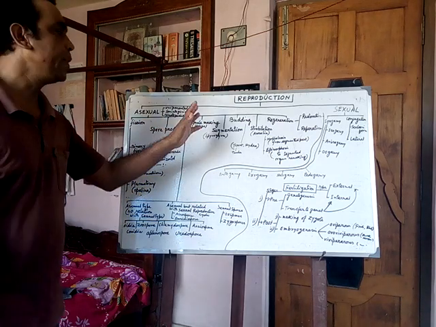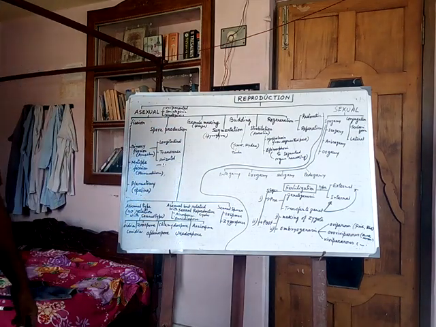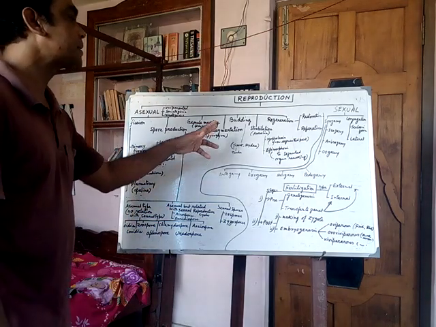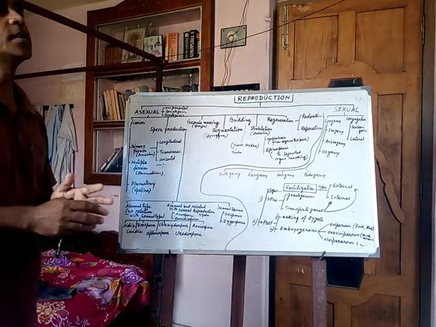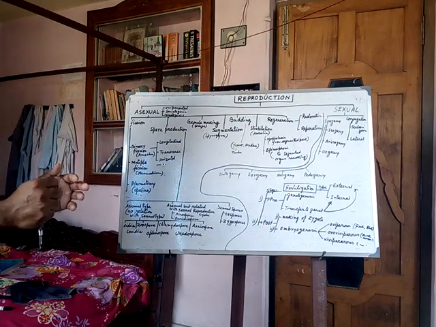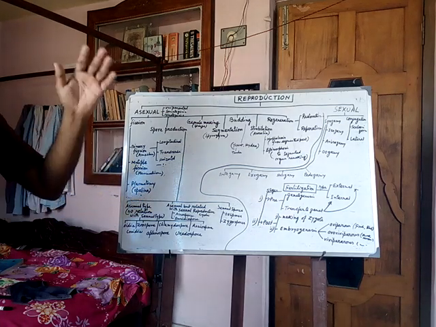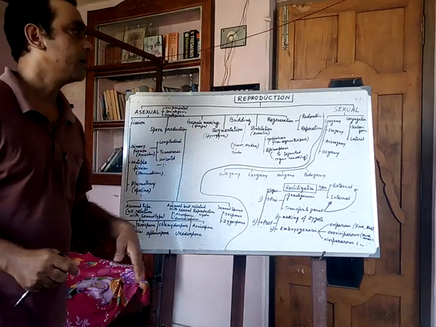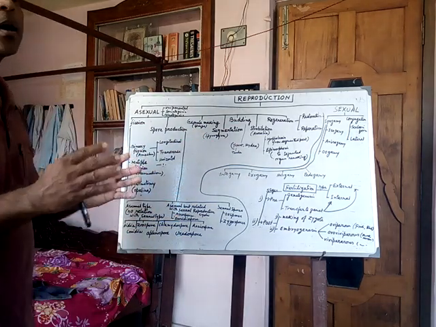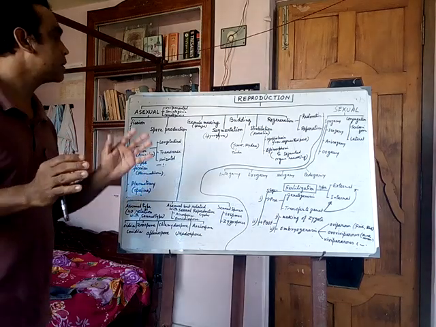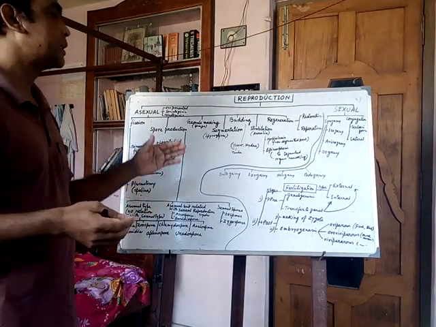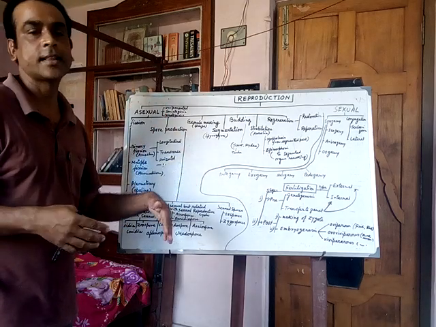Next, gemmule making is the asexual type of reproduction found in sponge. Next, segmentation. Segmentation means any part of the body can be segmented from the mother body, for example Spirogyra. Budding. Budding, the bud is made in this type of asexual reproduction. Examples are the plant yeast and the animal Hydra.